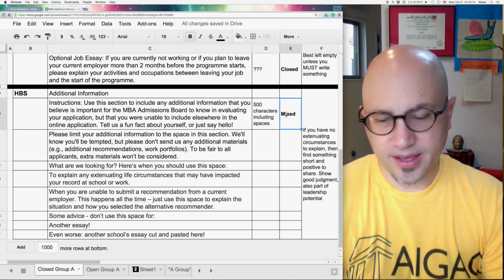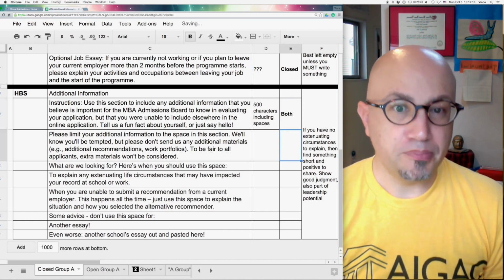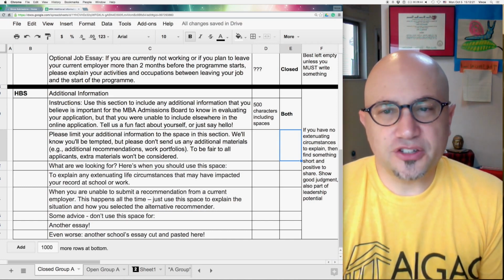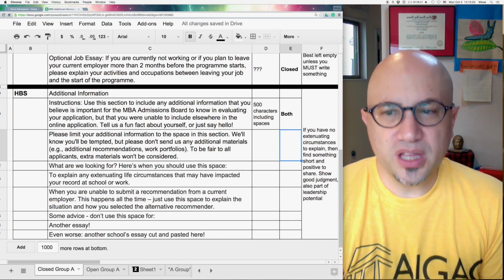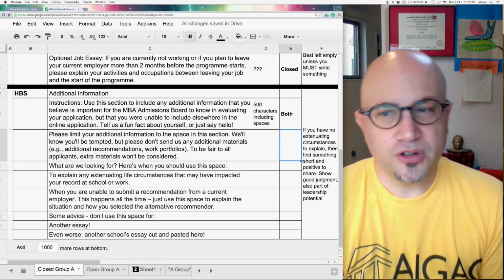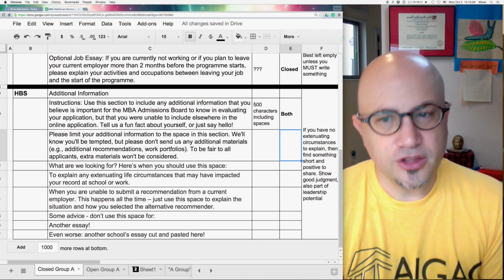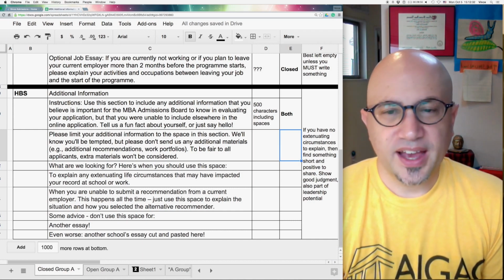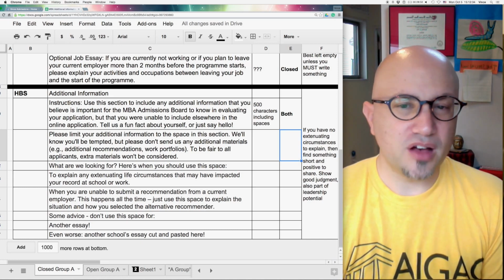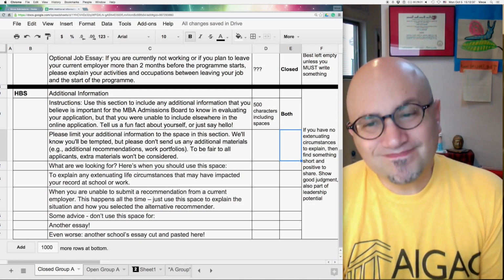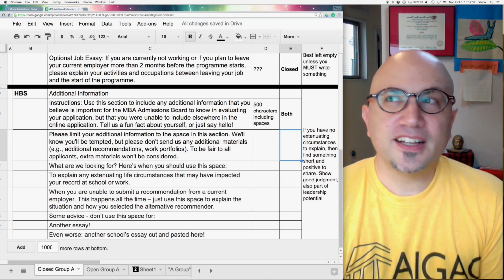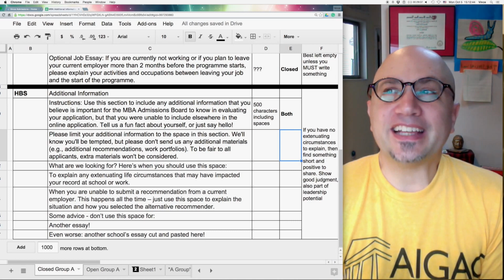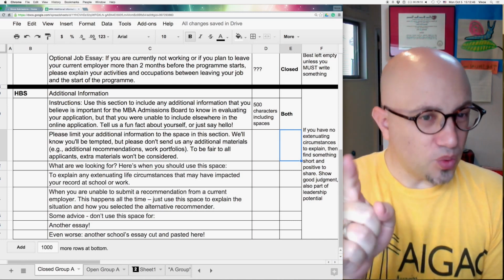I'm going to change my thing here. It's not mixed, it's actually both. It's closed and open. They say basically, use this section to include any additional information that you believe is important for the MBA admissions board to know in evaluating your application, but that you were unable to include elsewhere in the online application. And then they say, tell us a fun fact about yourself, or just say hello. Okay, do they really want you to write hello and exclamation point? I doubt it. It's 500 characters, first of all, not words, 500 characters.